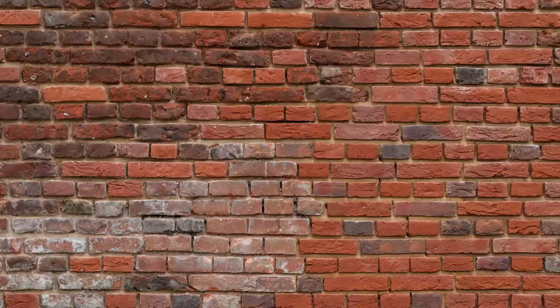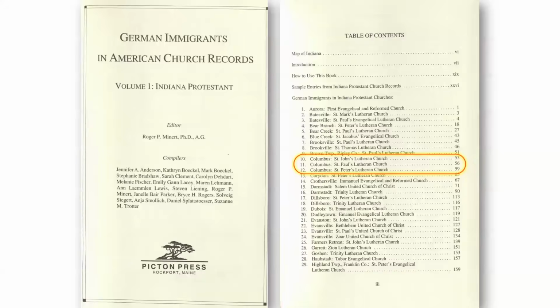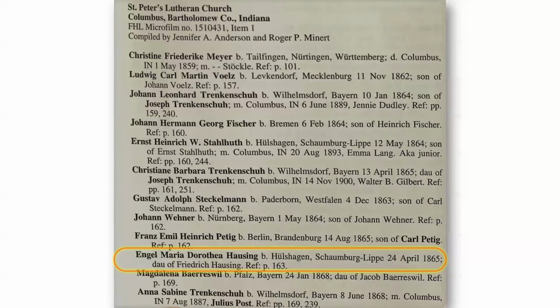Now, we've exhausted everything we could do in U.S. traditional sources. Let's see what GIACR can help us with. Knowing that he was born in Columbus, Indiana, we can look in the Indiana volume for GIACR, and looking in the table of contents, we see that we have Columbus. There are 3 parishes there. Browsing through the entries, we find this entry for Angel Maria Dorothea Hansing, or Housing, actually.